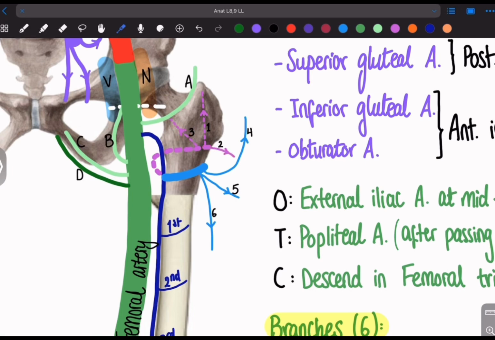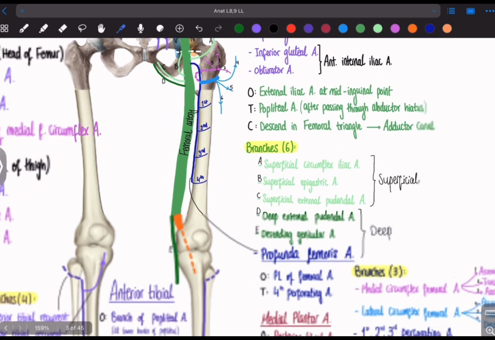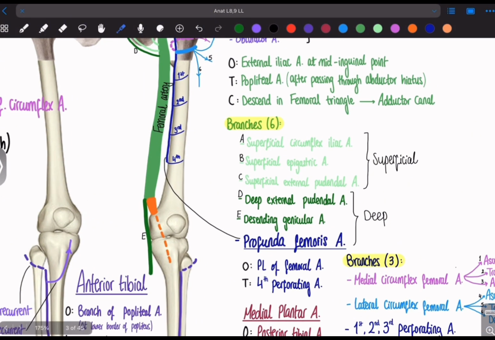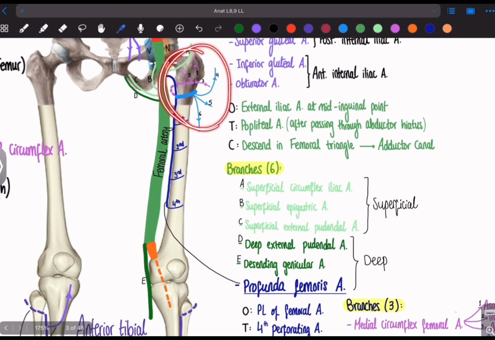Okay? So we're done with all the branches for the profunda femoris. All these branches we just talked about are coming from where? They're coming from the profunda femoris. And where is the profunda femoris coming from? What's the origin for the profunda femoris? It's a branch of the femoral artery.